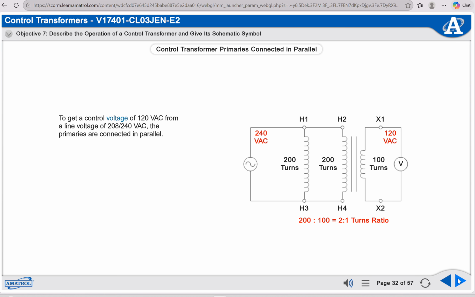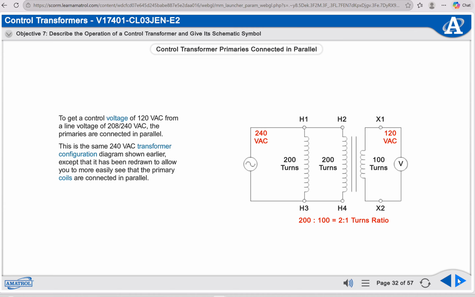To get a control voltage of 120 volts AC from a line voltage of 208 or 240 volts AC, the primaries are connected in parallel. This is the same 240 VAC transformer configuration diagram shown earlier, except that it has been redrawn to allow you to more easily see that the primary coils are connected in parallel.